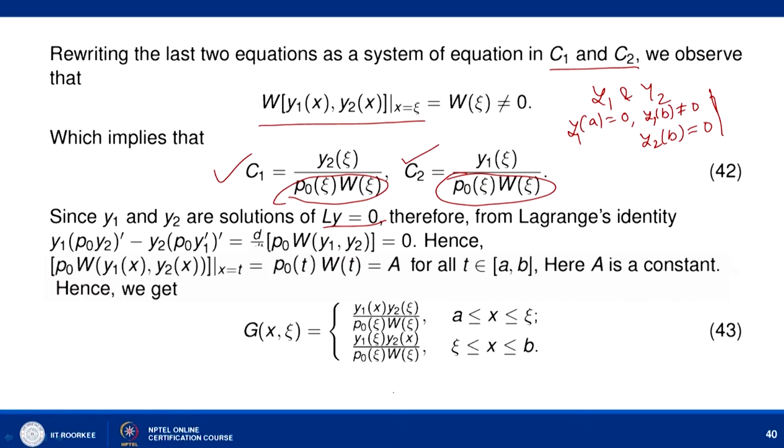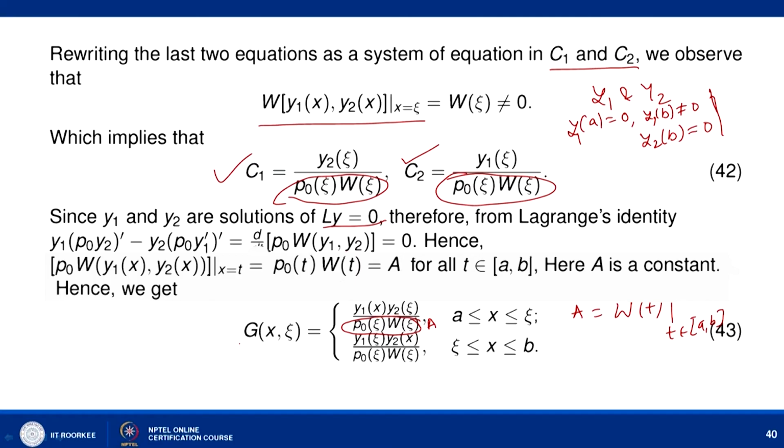So I can write p naught W equal to a, for all values of x. Whether you write p naught xi W xi or simply any constant a, it is the value of W at t, which is some constant. Either you write this or replace this quantity by a constant a, where a is the Wronskian at any point t in the interval a to b. Is that okay? So g x xi is now known to us.